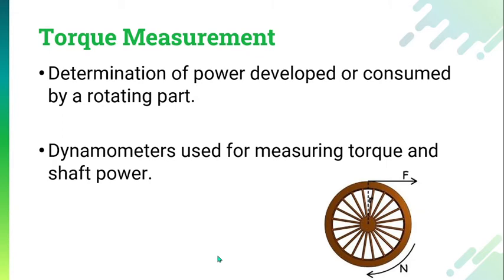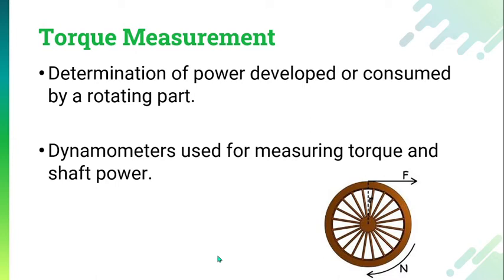When we talk about a rotating element, a rotating shaft or rotating wheels, we identify the value of torque instead of force, because for a rotating part the torque gives us the value of how much power there is in that rotating element. Torque is basically defined as the force acting on that rotating element multiplied by the distance from the center to the force.